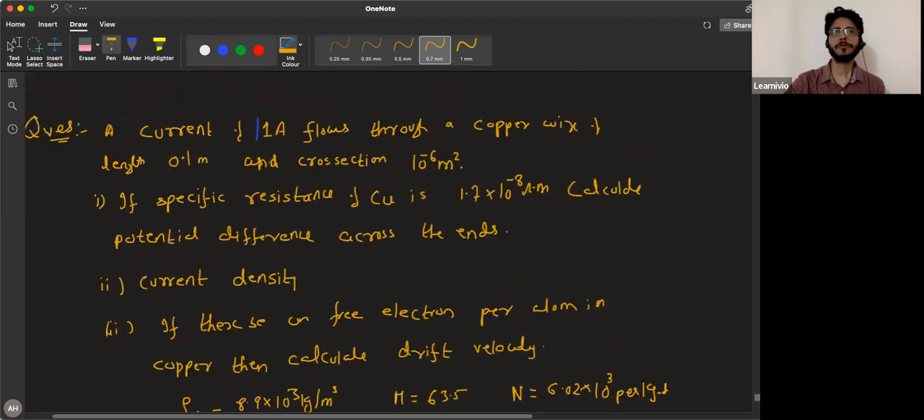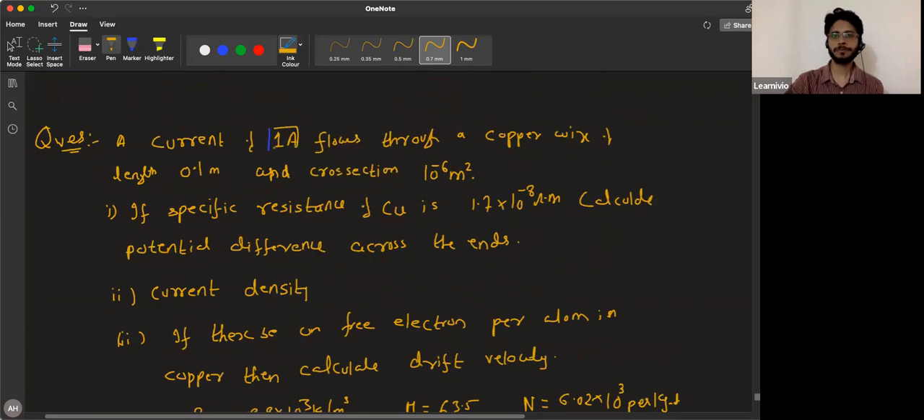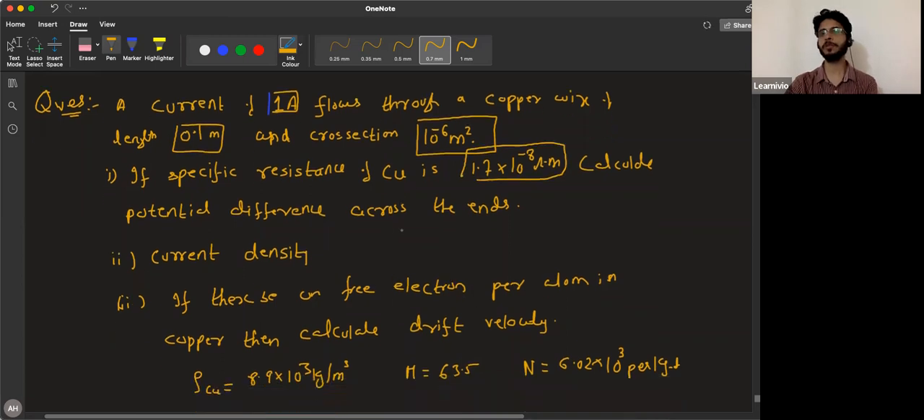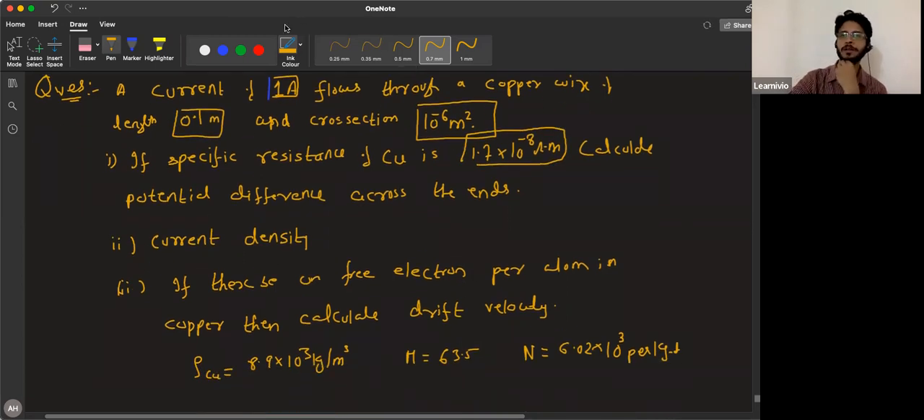See, current is given, 1 ampere. Length of the wire is given, 0.1 meter. Area of cross section is given, 10 raised to minus 6 meter square. What is this? This is resistivity. You're supposed to calculate the potential difference across the ends of the conductor.